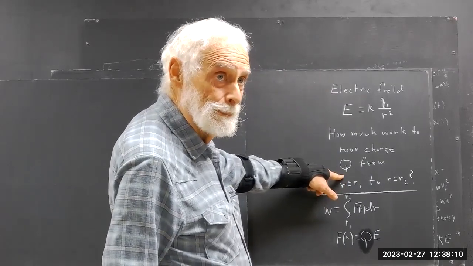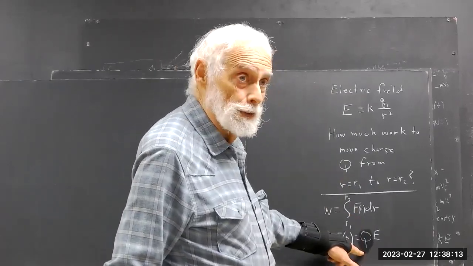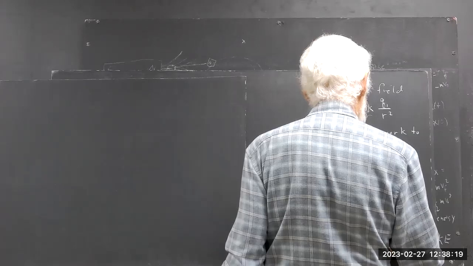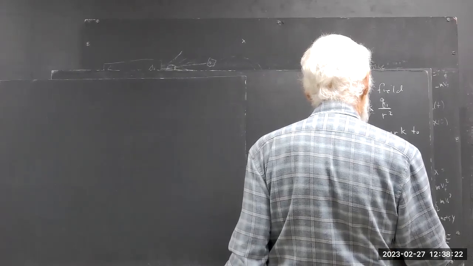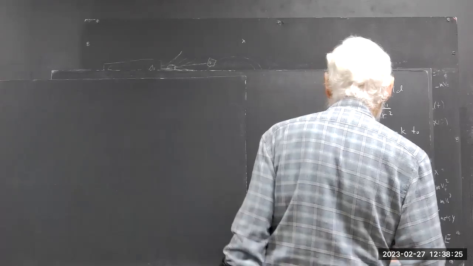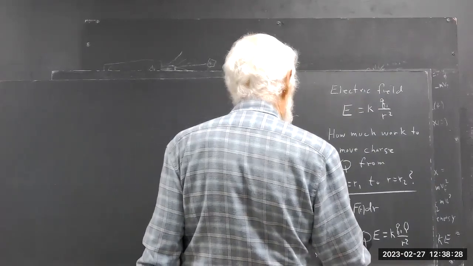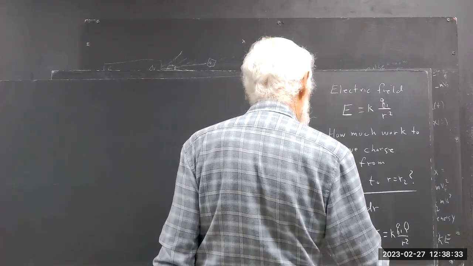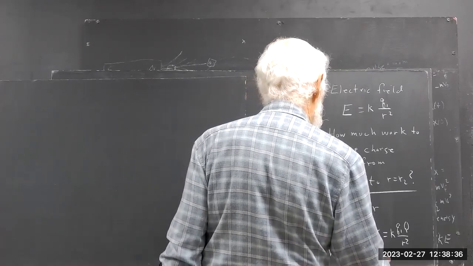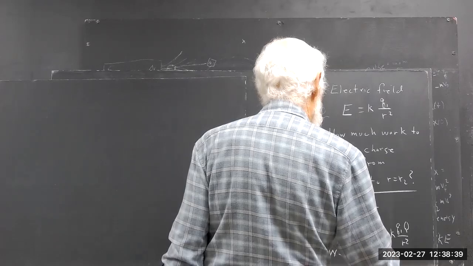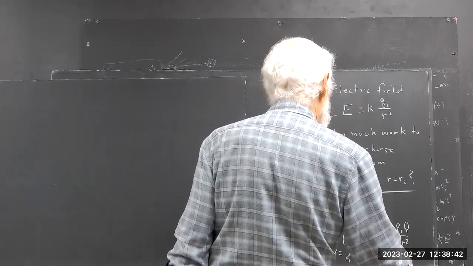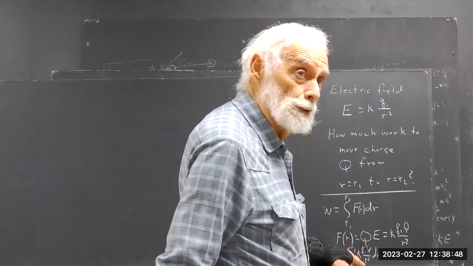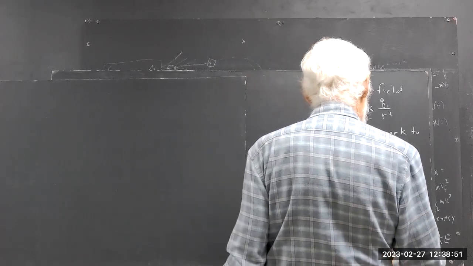Moving this charge, the force is this charge times the electric field. The rest is really simple because it's a simple integral. Integrate from R1 to R2 of k Q1 capital Q over R squared dr. K, Q1 and Q factor out, and you get the integral of 1 over R squared, which is negative 1 over R.